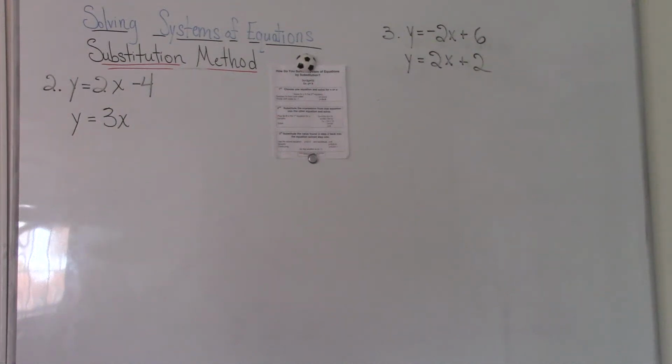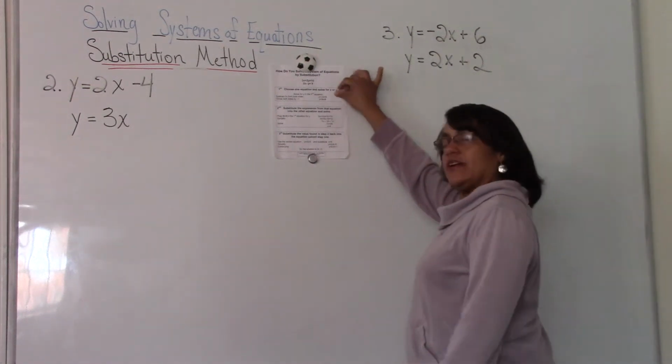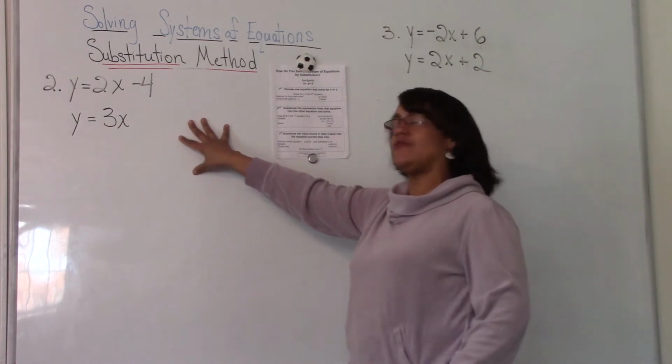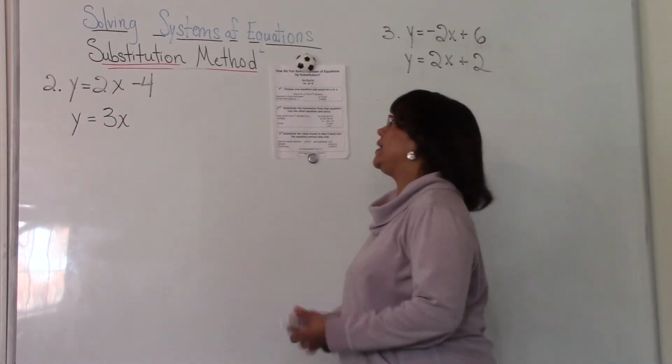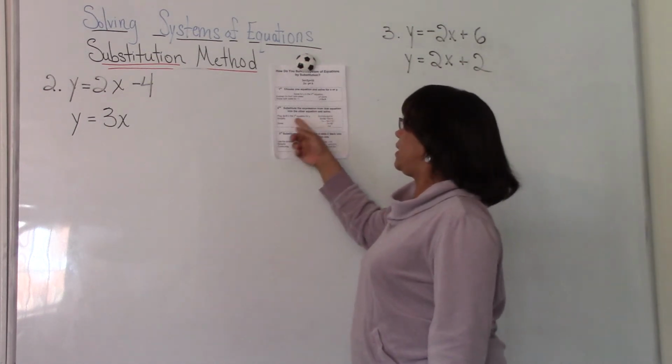Okay, let's do a couple of problems. Let's look at number 2. Number 2, you want to solve using the substitution method. So you choose one equation and solve for x or y. Well, if you look, they've already solved for y in both these equations, which is great, because now you want to substitute one expression from that equation into the other.